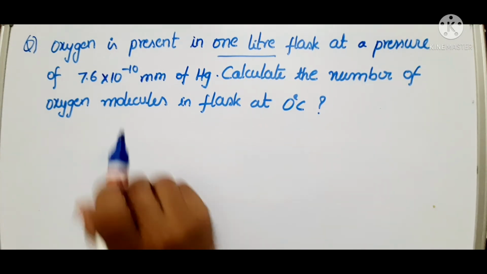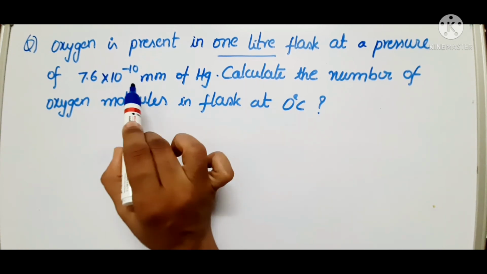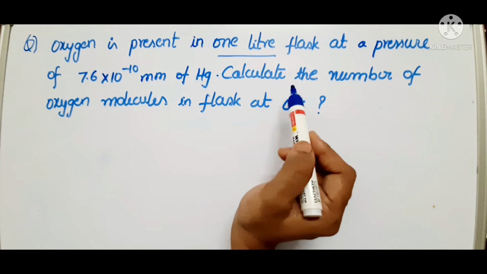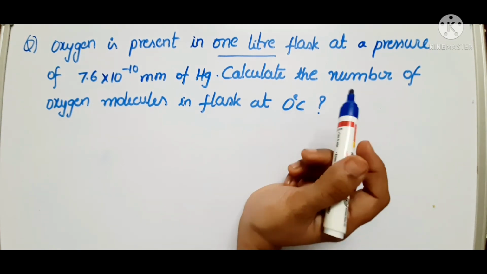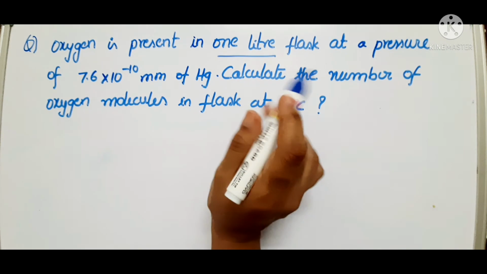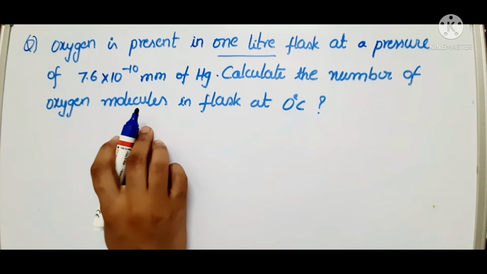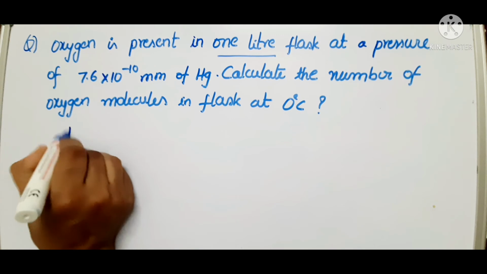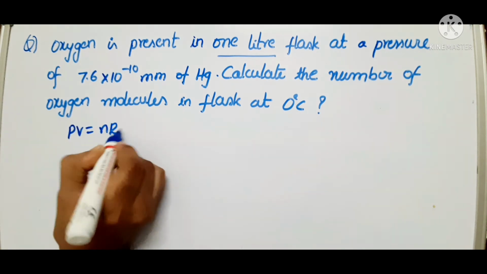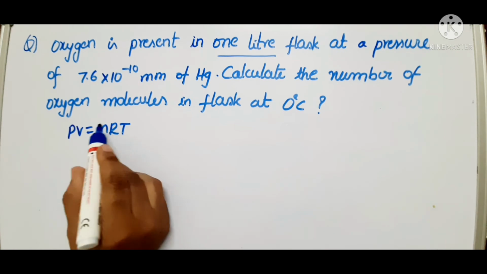So the next question is, oxygen is present in a 1 liter flask at a pressure of 7.6 into 10 power minus 10 mm of Hg. Then calculate the number of oxygen molecules in the flask at 0 degree centigrade. So when oxygen is present in a 1 liter volume flask and the pressure is given, how can we calculate the oxygen molecules? From the ideal gas equation. What is the ideal gas equation? Here we have PV equal to nRT, right? From this equation you have to calculate the number of oxygen molecules.